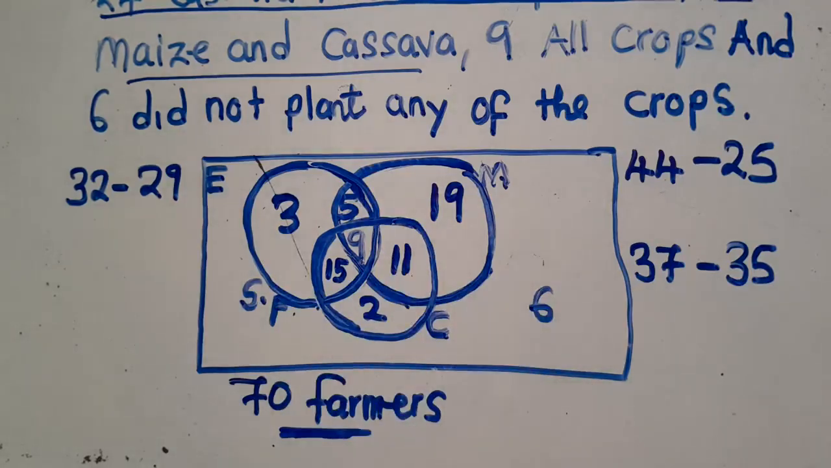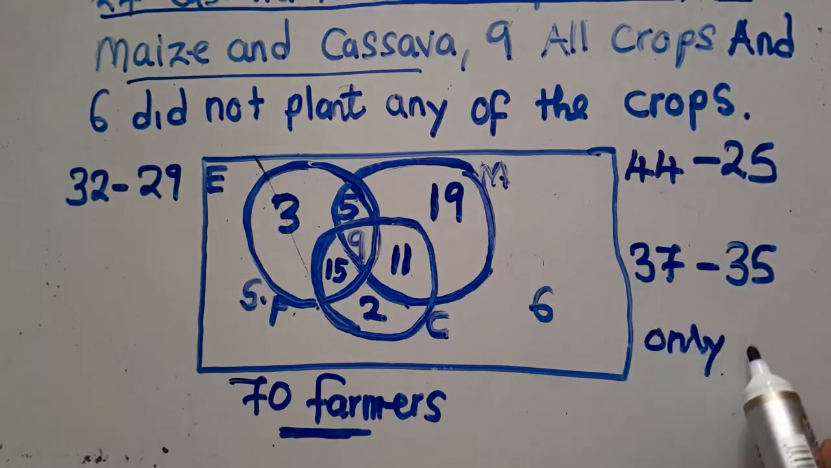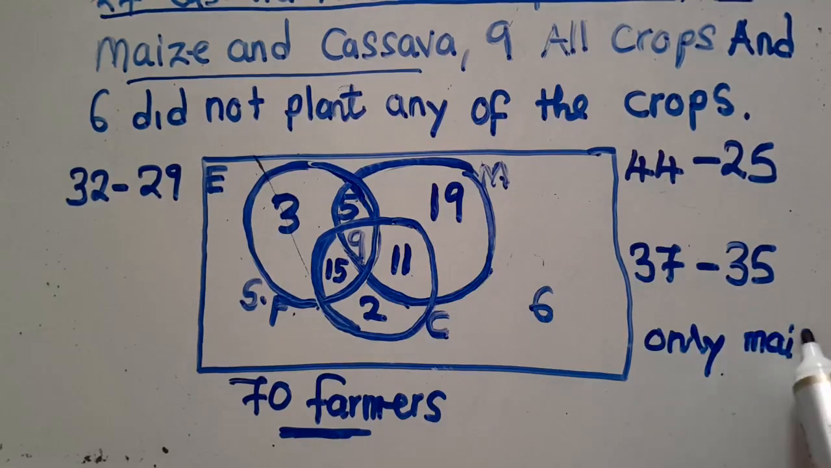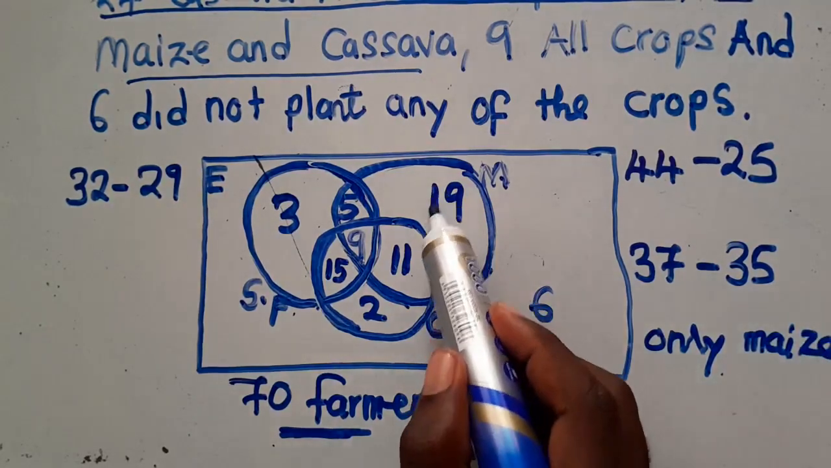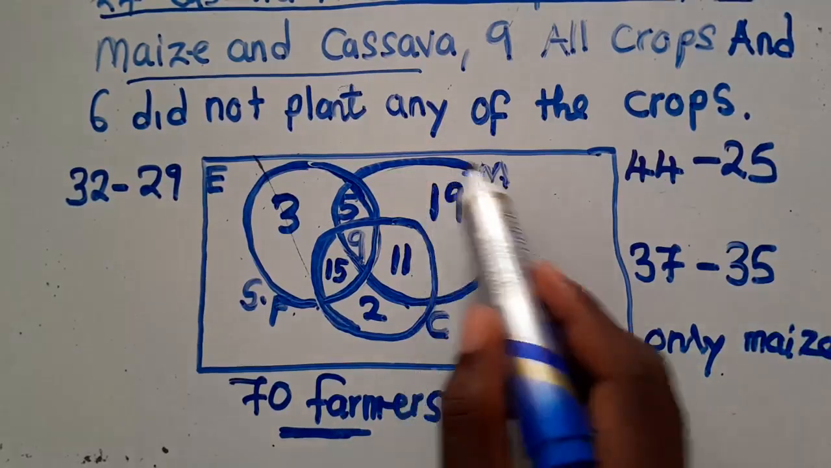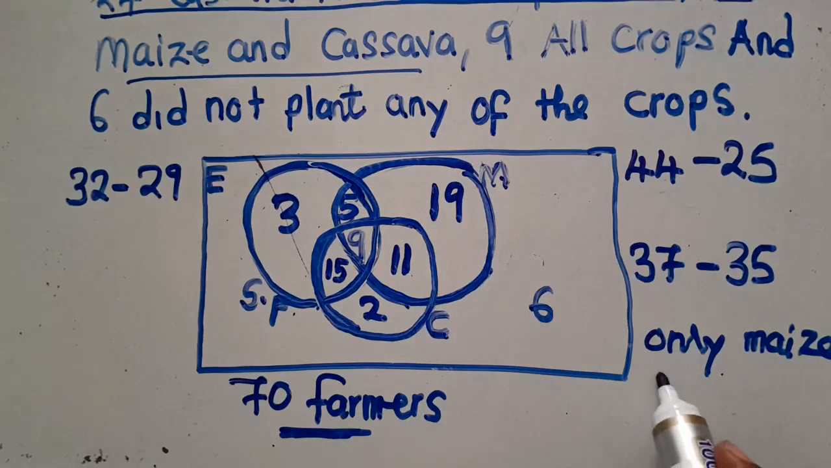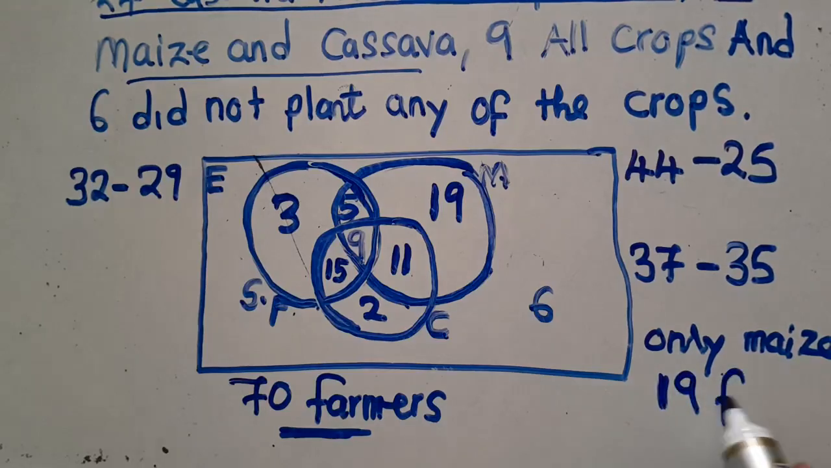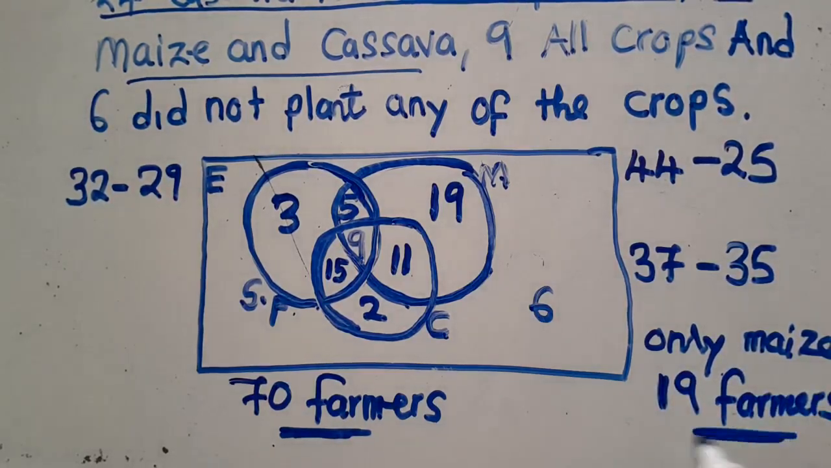Then if they ask you how many farmers planted only maize, the farmers that planted only maize, how many were they? Only maize, this is 19. You just pick this one. Have you seen? This is only maize. So 19 what? 19 farmers. This is what you are going to do. 19 farmers planted only maize.